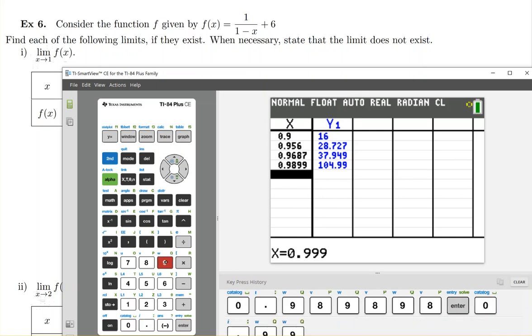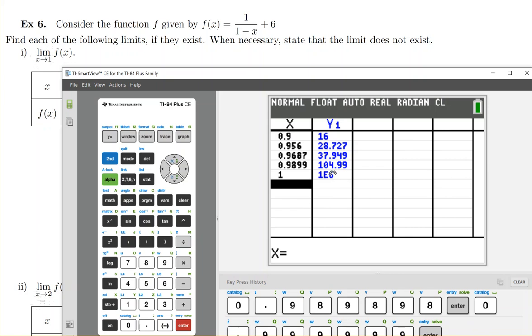What happens if I plug in like a 9 with a bunch of 9s? All of a sudden, now I have 1 with 6 zeros next to it. That's what this means. So it's a massive, massive amount.